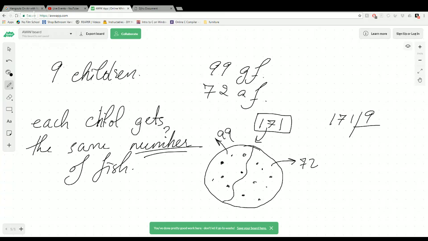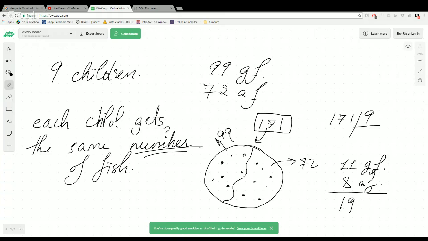Now, each child is to get the same amount of goldfish and the same amount of angelfish. So if there are 99 goldfish, how many will each child get if there are 9 children? Well, 11, because 11 times 9 is 99. So each child gets 11 goldfish. And then how many angelfish will each child get? You take 72 and divide by 9, and of course you get 8. So 8 angelfish. In total, how many fish does each child get? They get 19.